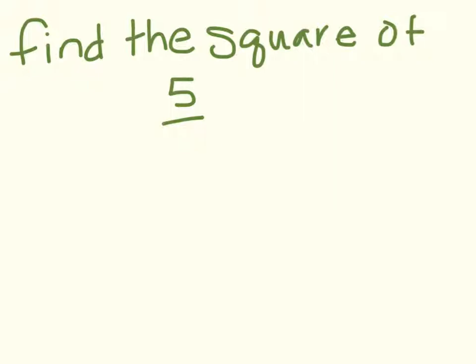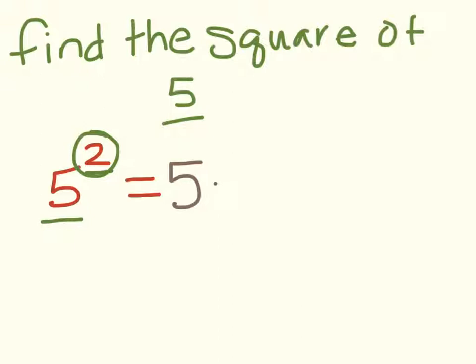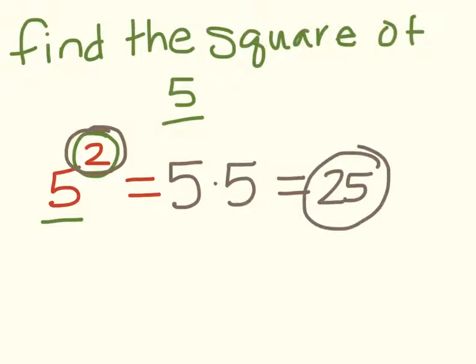Now let's find the square of 5. We can write this as 5 squared. So again, 5 is our base, 2 is our exponent. And when we see a base with an exponent, what the exponent is telling us to do is to take the base times itself, the number of times the exponent tells us. So in this case, we're going to take 5, our base, and multiply 5 by itself 2 times, because that's what the exponent is telling us to do. And now we solve. 5 times 5 equals 25. So the square of 5 is 25.